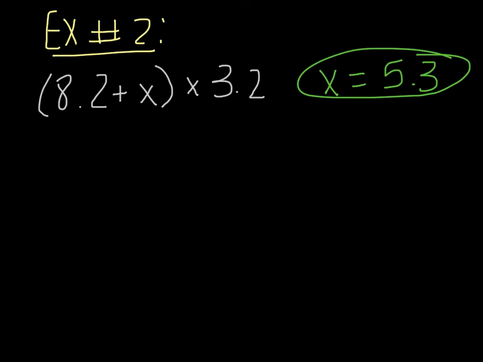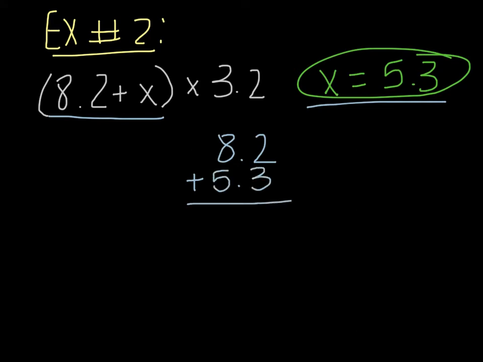Example number 2, we have a variable, and we have to plug in a number for the variable, just like we learned in topic 2. So we have to do that in our parentheses, which comes first. So we have 8 and 2/10 plus x. Over here it tells us what x is. It's 5 and 3/10. So I line those up, bring my decimal down, and add.